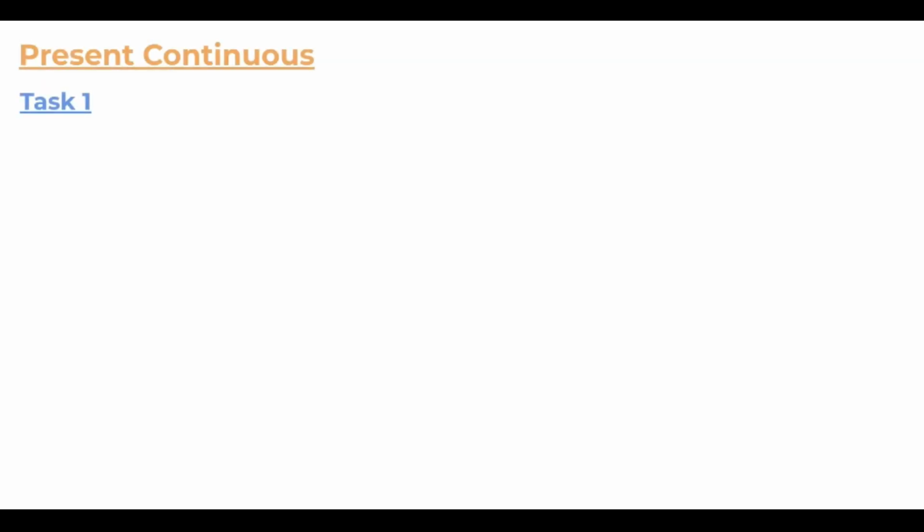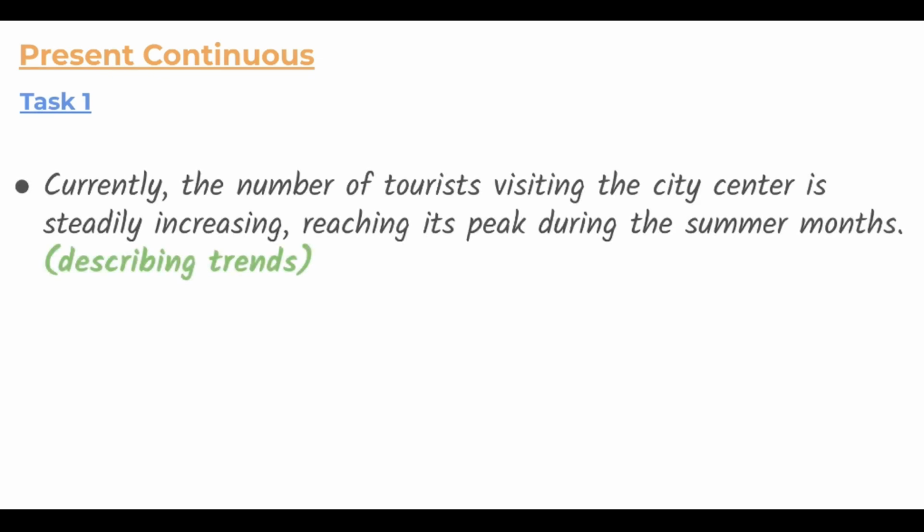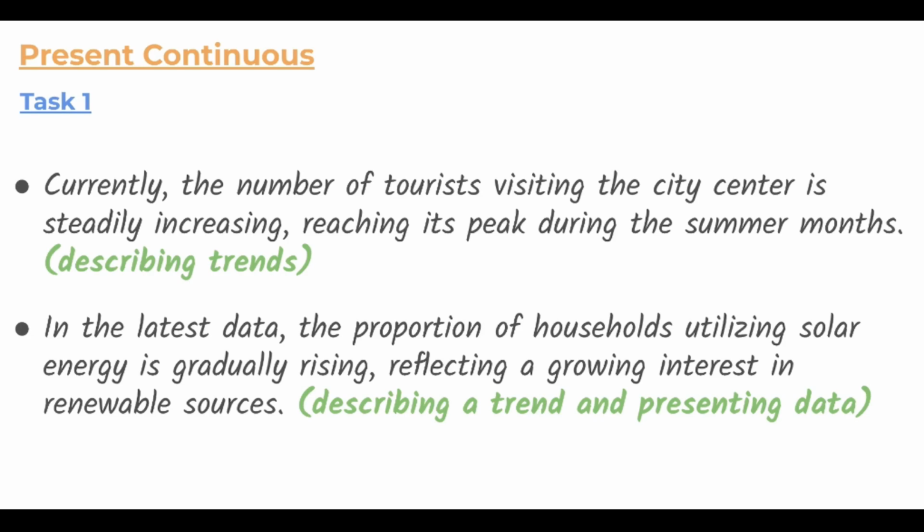And you can of course use this for task 1, sentences like currently the number of tourists visiting the city centre is steadily increasing, reaching its peak during the summer months. That's just describing trends. In the latest data, the proportion of households utilising solar energy is gradually rising, reflecting a growing interest in renewable sources. That's describing a trend and presenting data. Okay, think about present continuous. Can you see it? Can you spot it here? And let's have a look. Let's see if you were right.